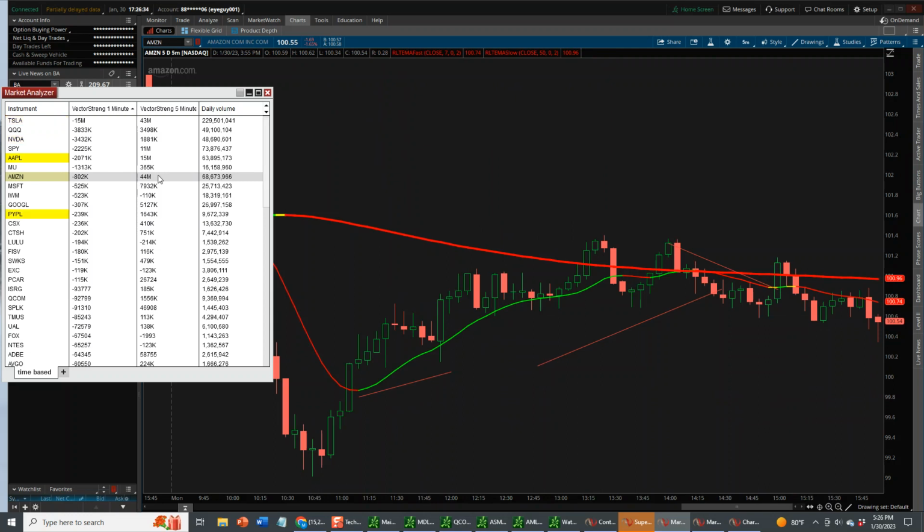And look at Apple's long-term trend, 44 million vector strength units. So if we wanted to know the best short trades to take today, they were Tesla, the Qs, Nvidia, the SPY, and Apple. Those were your best. Then you're starting to get weaker 1 minute vector strengths. And on Amazon, you've got a long-term vector strength, a 5 minute cumulative, that's at 44 million.